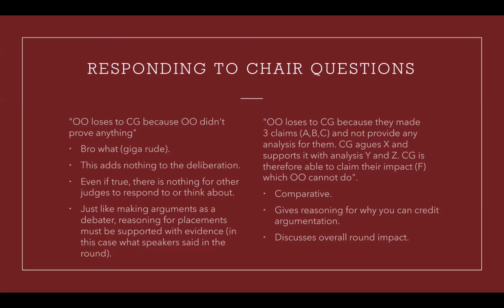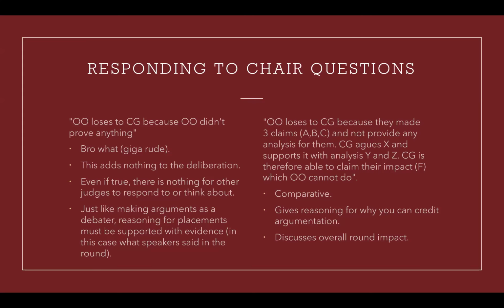So a very abstract example is just, oh, OO loses CG because they made claims A, B, and C and didn't provide any analysis for them. Or maybe the analysis is B. Talk about that. CG argues the point X and it supports it with analysis Y and Z, and CG can claim the impact F, which OO cannot do.